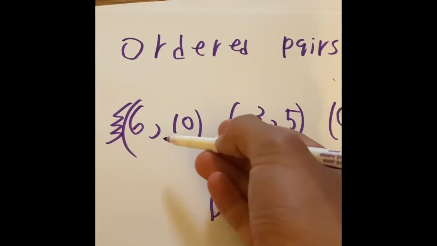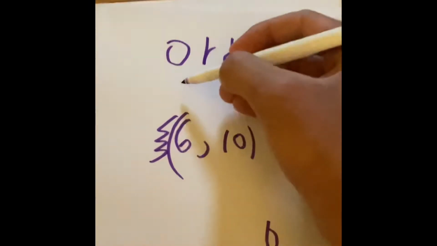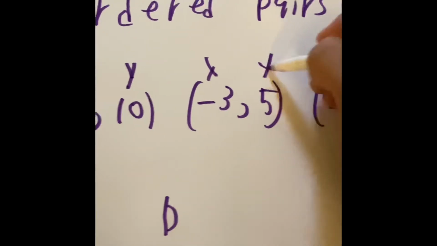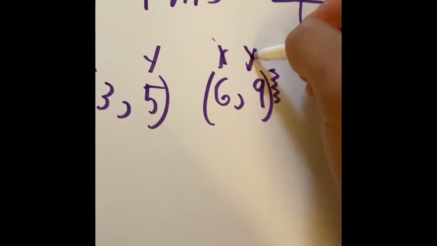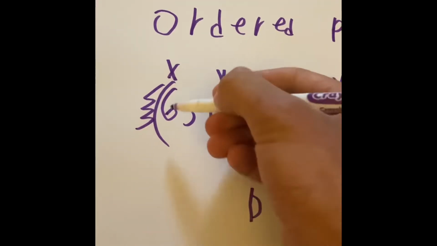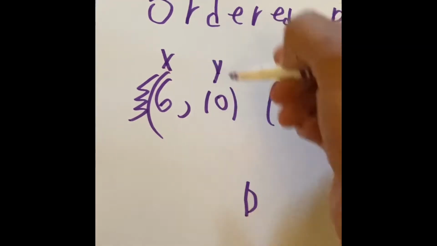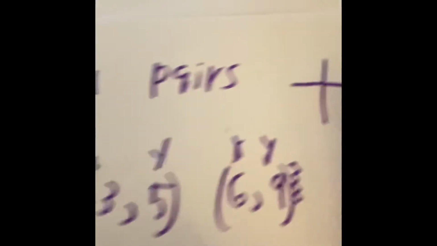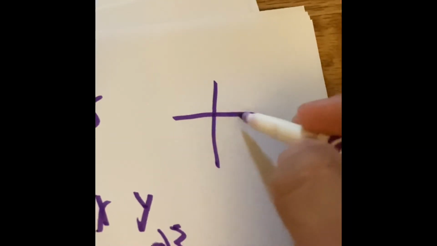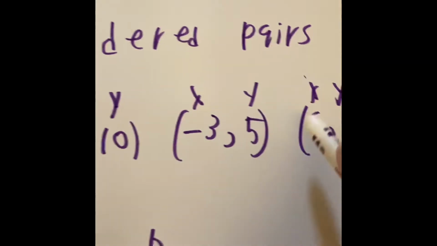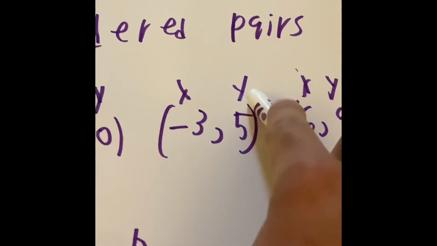When you see plots on a graph, there's always going to be an x and a y. x and y and x and y. And what these mean is that not only is 6 inserted for x to get y for 10, but this can actually be plotted on a graph. 6, 10. So if we insert -3 into x, then you will get 5 as y.